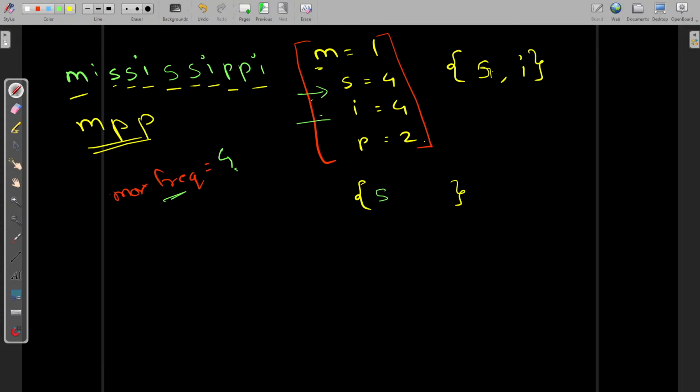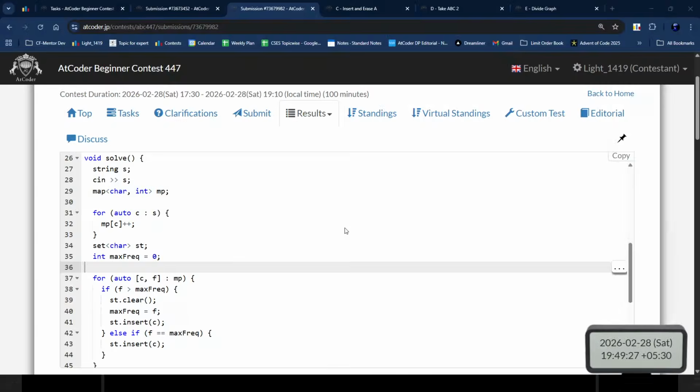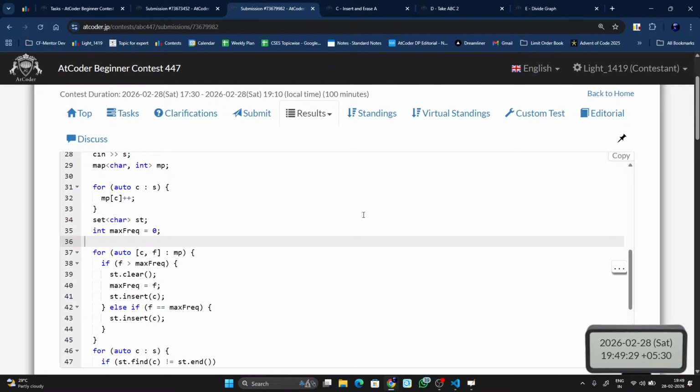Next, we will go to the next element in the map, which is I. Then again, I will check the frequency, which is 4. Is it greater than the current max frequency? No, it's not greater, but it is equal to the current max frequency, right? So we will insert it into the set, like here in this code.